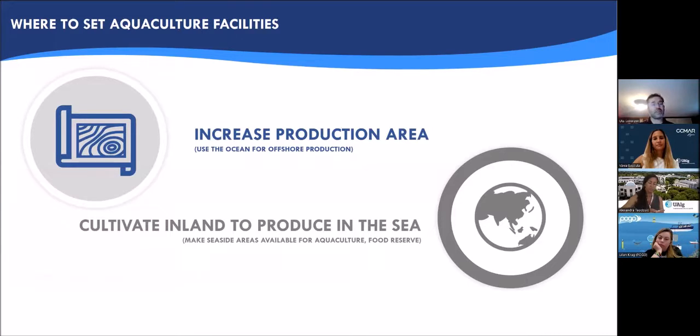So there's limited space on land. Most of the human population is concentrated in coastal areas, and the price tag for these areas is very, very high. So what can we do to increase the production area inland? One of the solutions is to use areas that are damaged, that have been used, that have very low value.